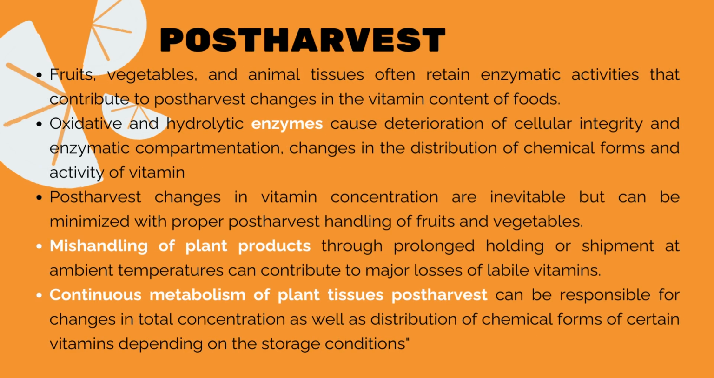In post-harvest, fruits, vegetables, and animal tissues often retain enzymatic activities that contribute to post-harvest changes in the vitamin content of foods. For example, oxidative and hydrolytic enzymes can cause deterioration of cellular integrity and enzymatic compartmentation and changes in the distribution of chemical forms and activity of vitamins. Post-harvest changes in vitamin concentration are inevitable but can be minimized with proper post-harvest handling of fruits and vegetables. Mishandling of plant products through prolonged holding or shipment at ambient temperatures can contribute to major losses of labile vitamins. Continued metabolism of plant tissues post-harvest can be responsible for changes in total concentration as well as distribution of chemical forms of certain vitamins depending on the storage conditions.